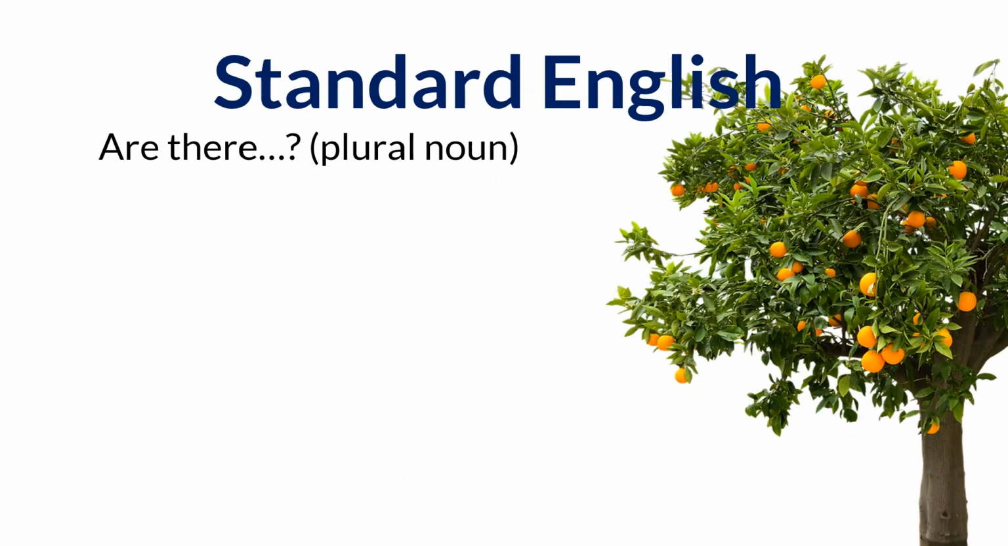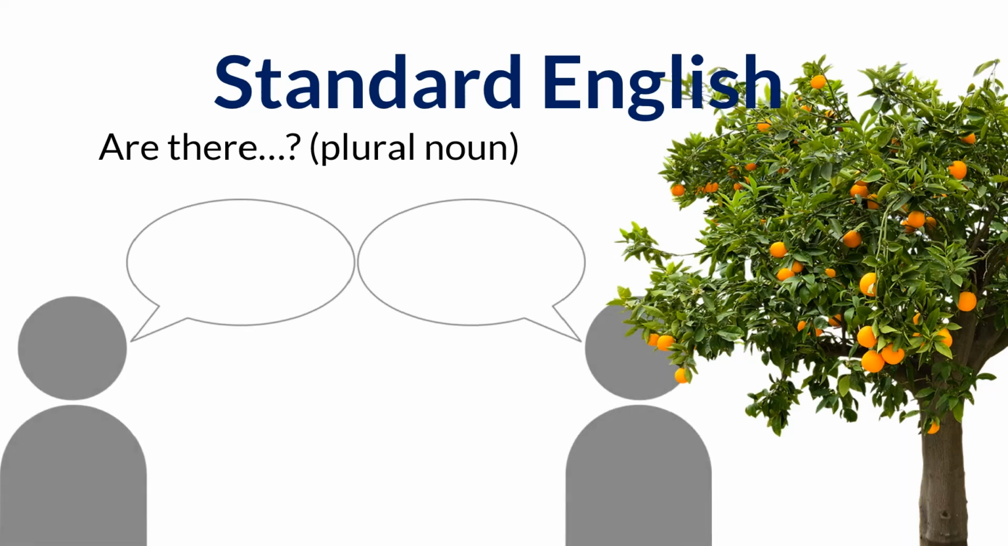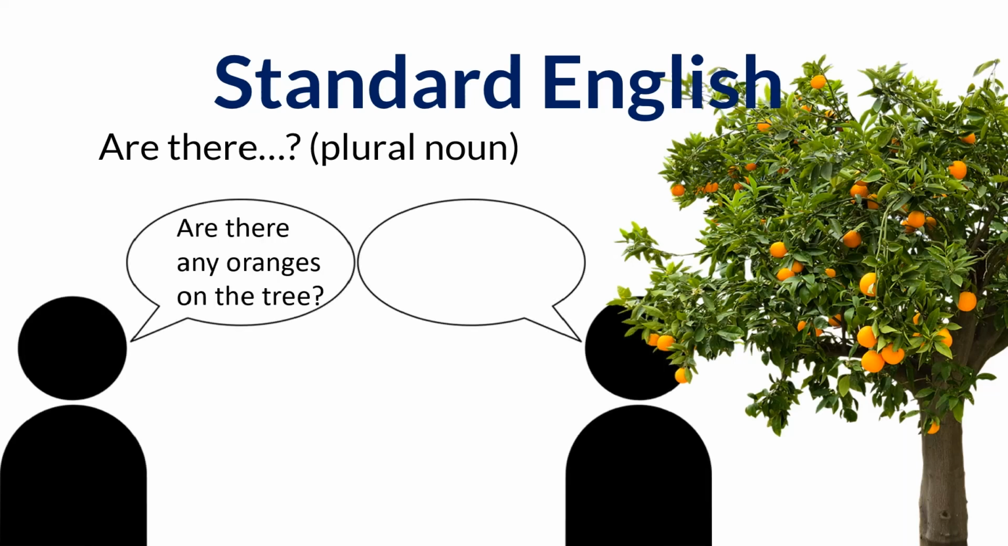What happens when we are asking about the existence of multiple things in Standard English? Let's go back to the orange tree. In Standard English, Brandon might say, "Are there oranges on the tree?" And Marie might reply with, "Yes, there are many."